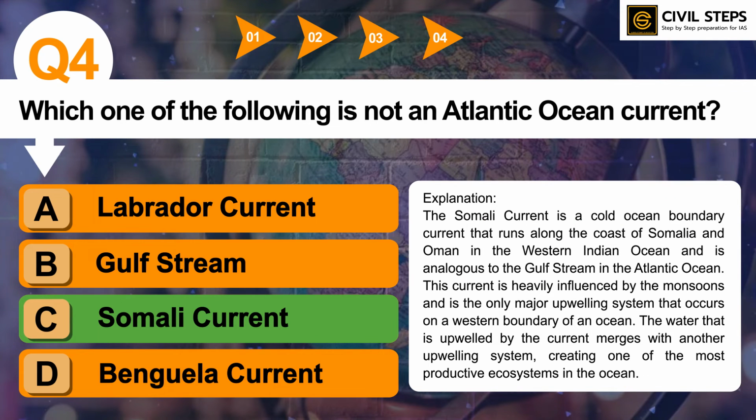So the Somali current is a cold ocean boundary current that runs along the coast of Somalia and Oman in the Western Indian Ocean and is analogous to the Gulf Stream in the Atlantic Ocean. This current is heavily influenced by the monsoons and is the only major upwelling system that occurs on a western boundary of an ocean. So the water that is upwelled by the current merges with another upwelling system, creating one of the most productive ecosystems in the ocean.